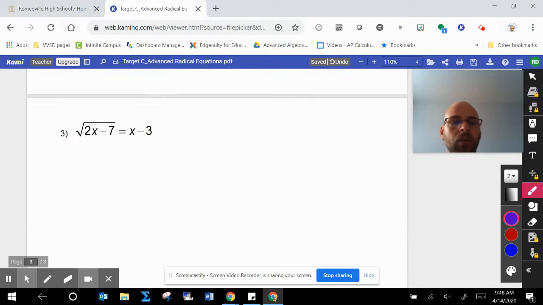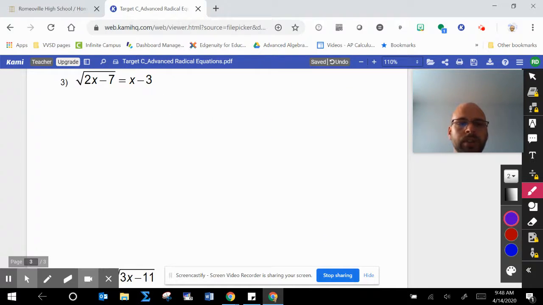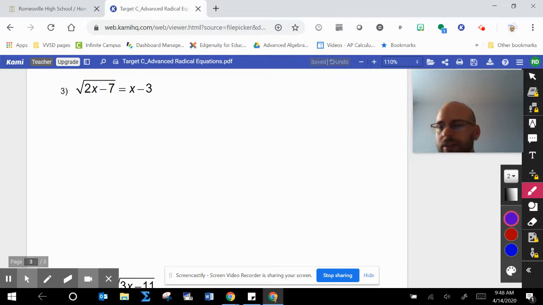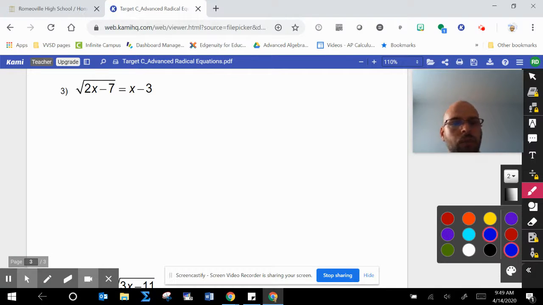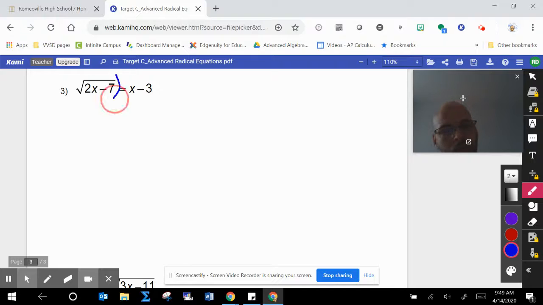All right. So now the next 2 examples I have just have a little bit more work to them, ultimately kind of the same thing. So I want you to watch out for one little step here. So we're going to do this kind of the same way, right? The radical is all by itself here. So we want to get rid of it. We're going to square both sides.